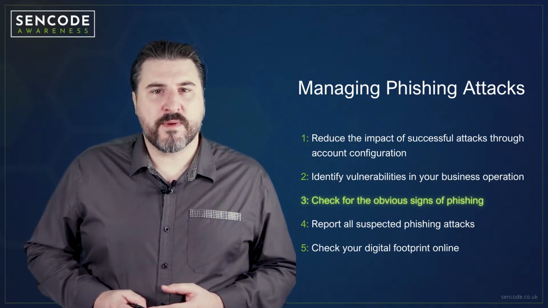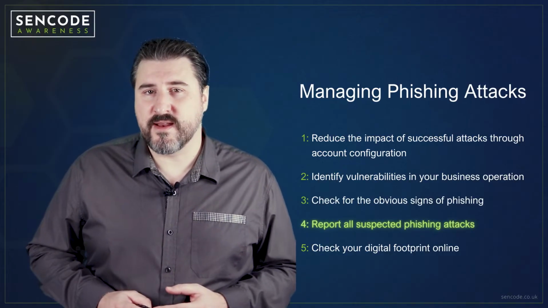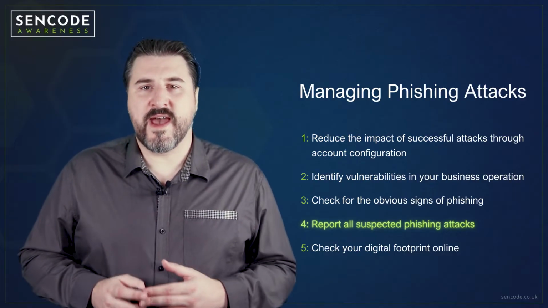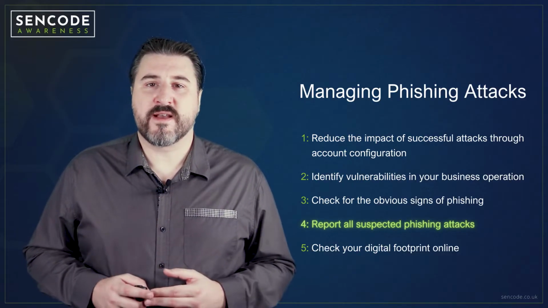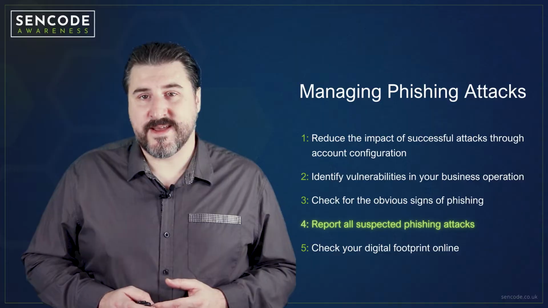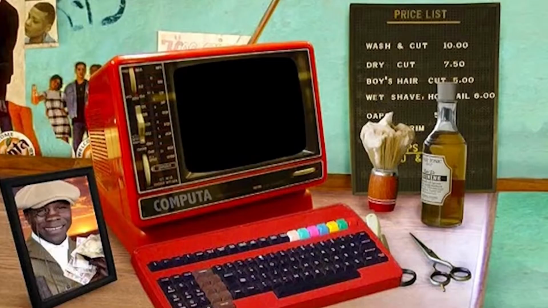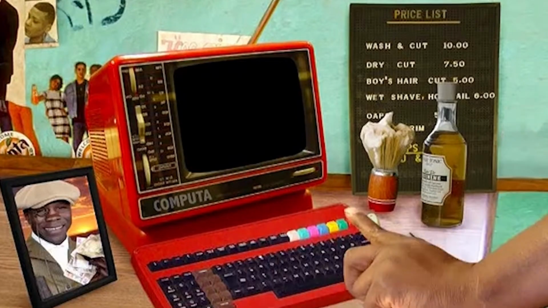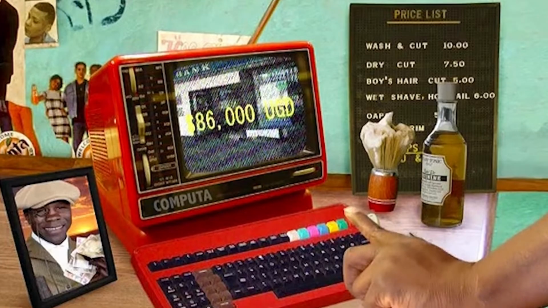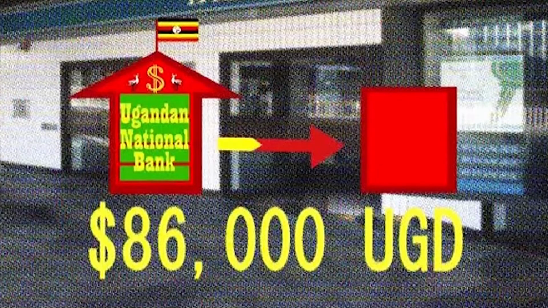If something appears to be too good to be true, it most likely is. It's unlikely that anyone will want to give you money or give you access to a hidden section of the internet. Yes. It says here on the computer that you have 86,000 Ugandan dollars waiting to be paid directly into your bank account.